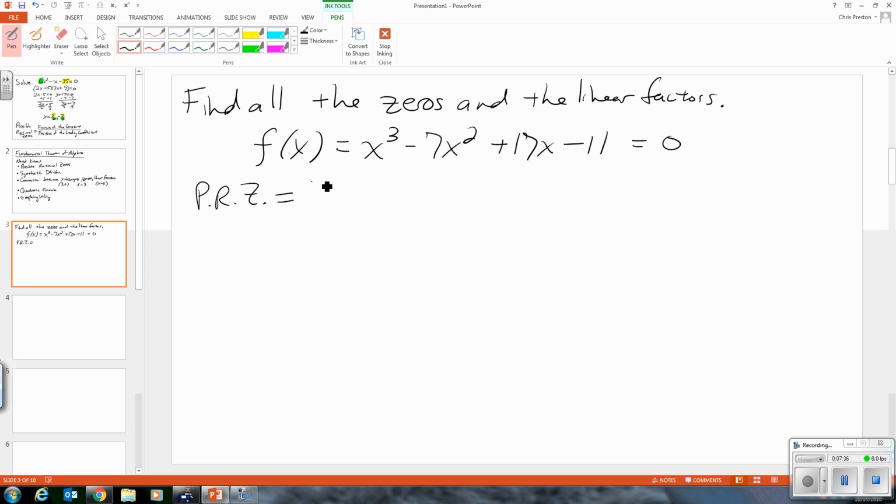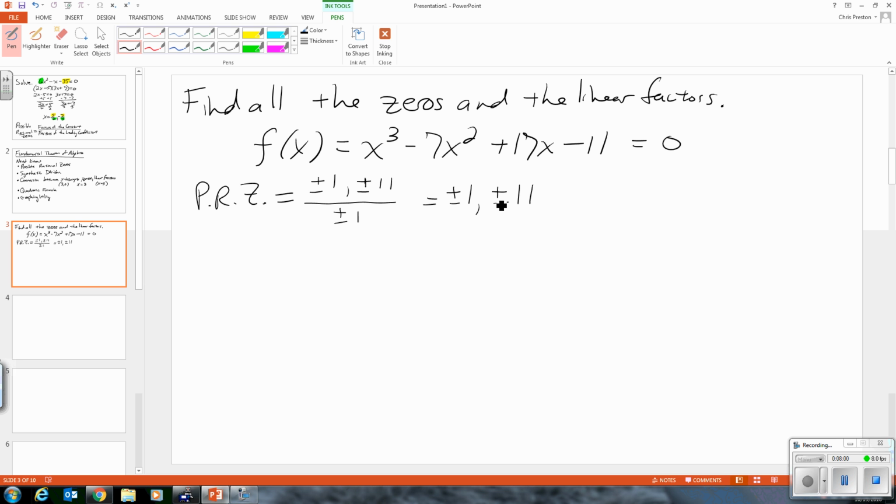So I'm going to start with the factors of the constant term. What numbers go into 11? So 1 and 11, positive or negative. And then over the factors of the leading coefficient. In this case, the leading coefficient is 1. So 1 over 1 is 1, and 11 over 1 is 11.